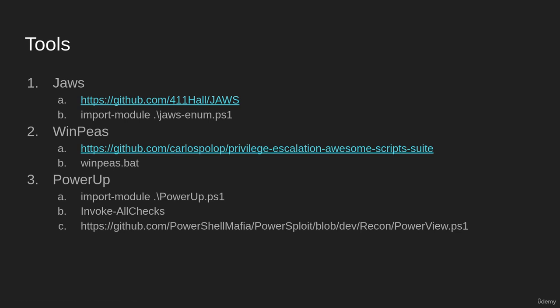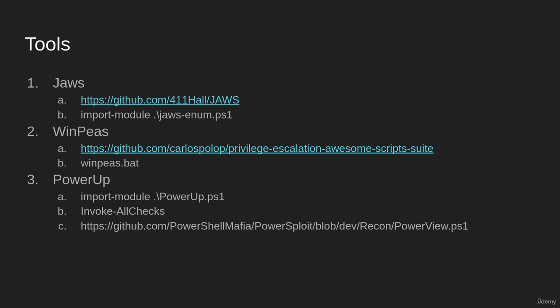And then I have PowerUp, and PowerUp does not take a look at all those features like JAWS and WinPEAS. PowerUp basically just takes a look at the misconfigurations that the system has, right? Like registry checks, unquoted paths, AlwaysInstallElevated, and some DLL hijacking opportunities as well. So I always like to run PowerUp first to just take a look at what's going on in the system, and what I can do real quick to get a quick win.